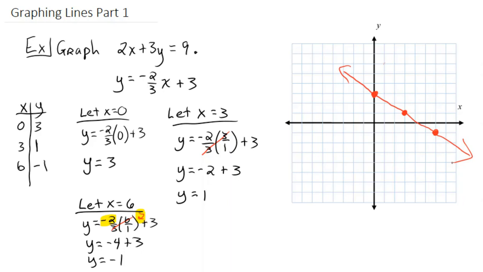Alright, so that's graphing a line by generating ordered pairs. We saw 3 different versions of that to look at some different complexities you might encounter. Go ahead and give some of these a try and see how you fare.